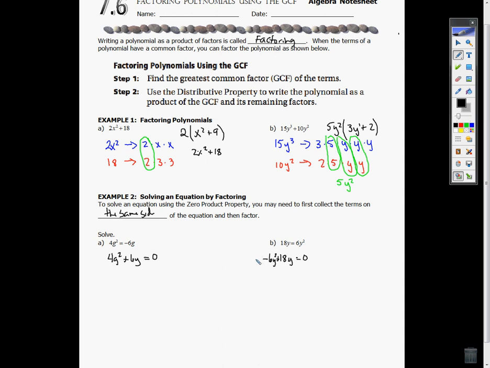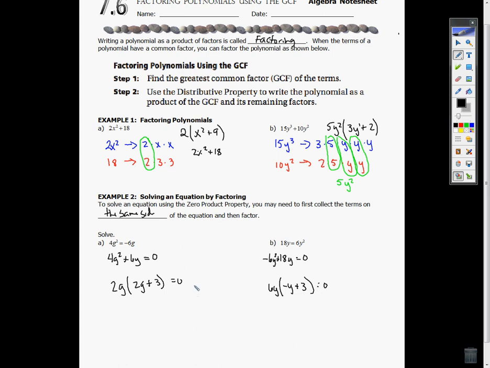Alright, so hopefully at this point you were able to factor this down. This one right here should have a common factor of 2g, and then on the inside 2g plus 3, and it should say equals 0. And this one over here should have a common factor of 6y, and on the inside we should just have negative y plus 3 equals 0. And now what we want to do is use the zero product property to solve.